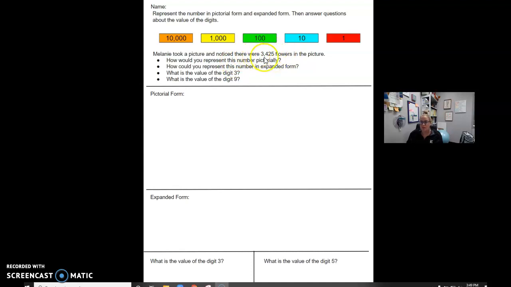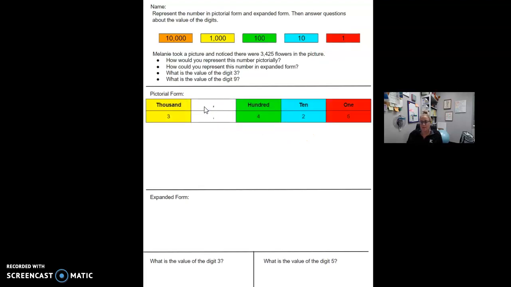And remember, it's written right now in standard form because that's how we're used to seeing it. So the first thing we're going to do is look at it pictorially. We're going to draw it in pictures. And I'm going to use my place value discs to help me with that. So the first thing I'm going to do is make a place value chart. It helps me keep everything organized, and I would like for you to do the same thing.